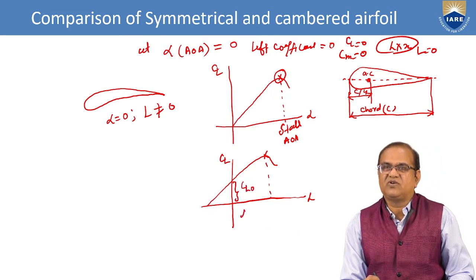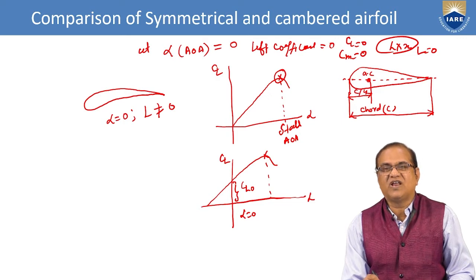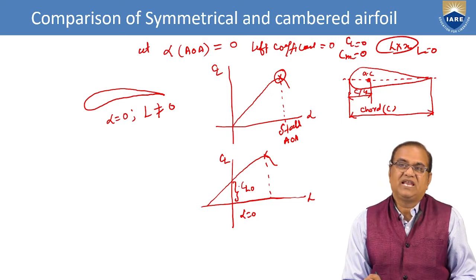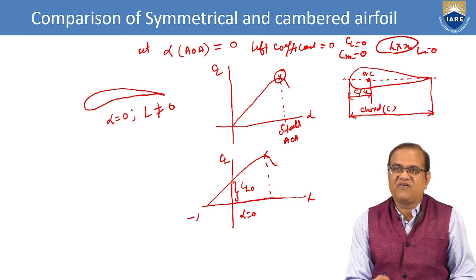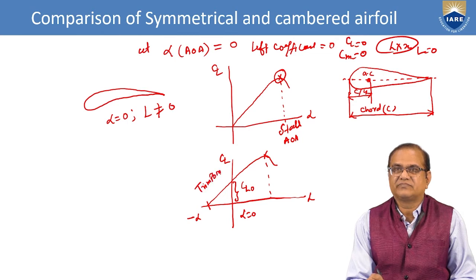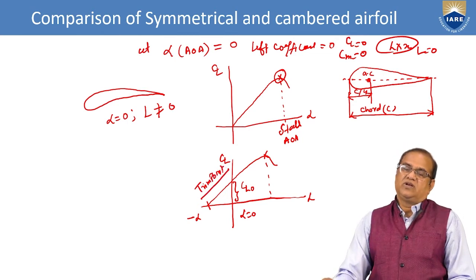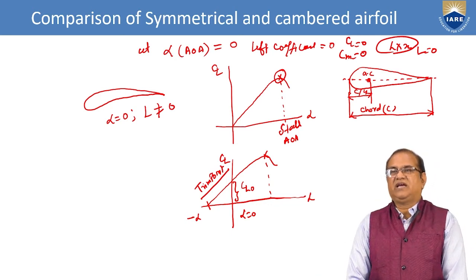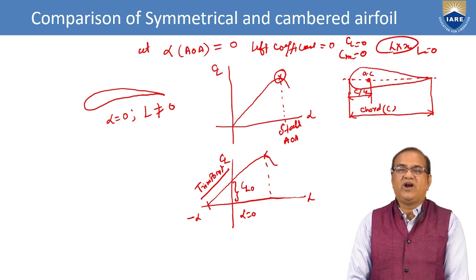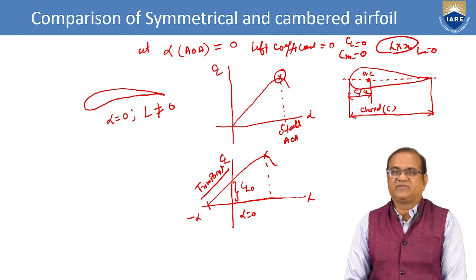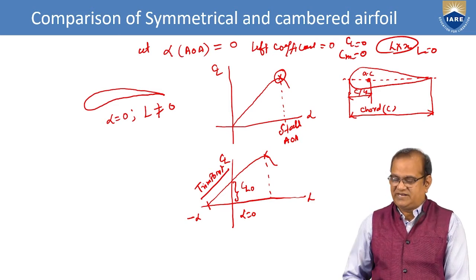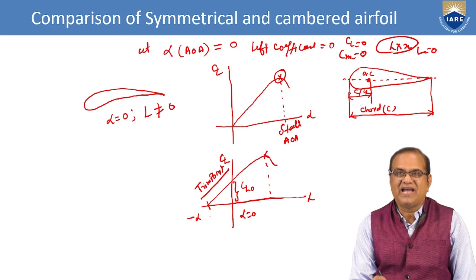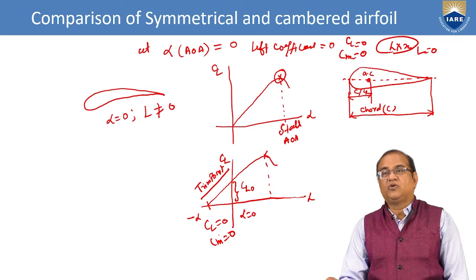It means at alpha equal to 0, you will have some positive value of lift, and at some minus alpha, this is called the trim point. So for your cambered airfoil, the trim point means the point where you don't have the lift. In this case, this is a minus alpha, and your CL will be 0 and CM will be 0. So that is the difference.